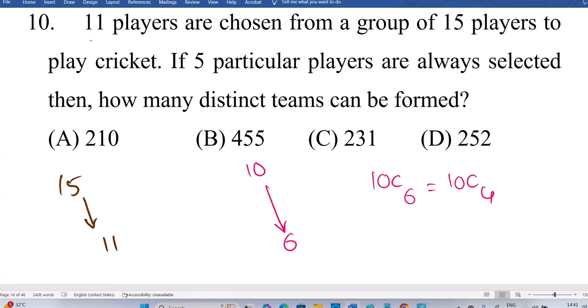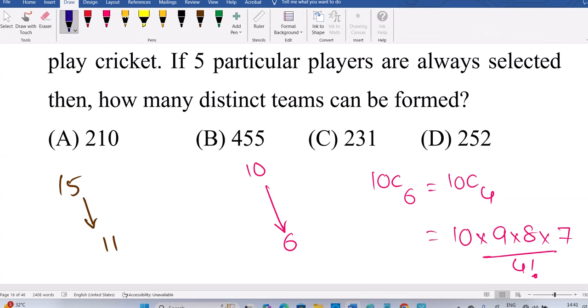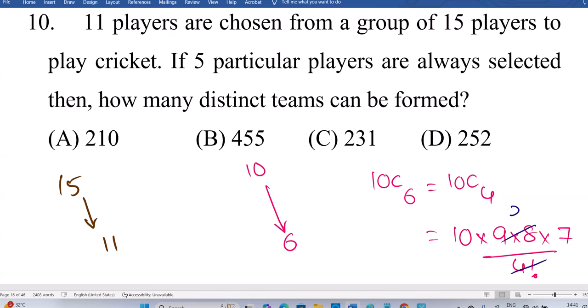If it is 10C4, how to do the calculation? 10, 9, 8, 7 divided by 4 factorial. 4 factorial is 24. 9 into 8, 72. 24 goes 3 times into 72, 10 into 3, 30. 30 into 7, 210. Option A is correct. This question is combinations in fact. 210 is the answer.